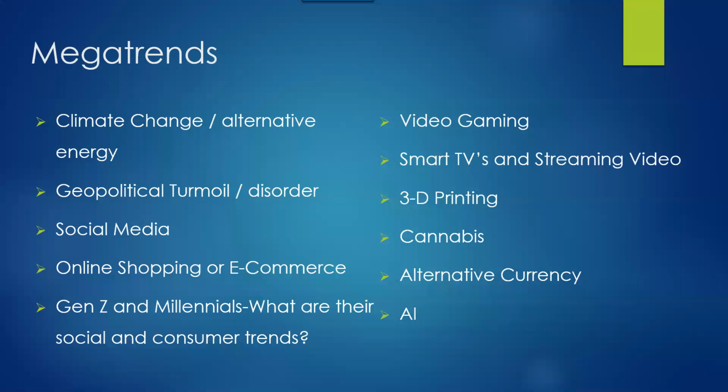Video gaming, which is still hot, smart TVs and streaming video like Disney and Netflix, 3D printing, which I believe is still one that's in extreme infancy in terms of its ability to turn into a megatrend. Same thing with cannabis, alternative currency like Bitcoin, and then of course artificial intelligence. So that's just a general idea of what I think about on a day-to-day basis and how I start scanning for stocks.